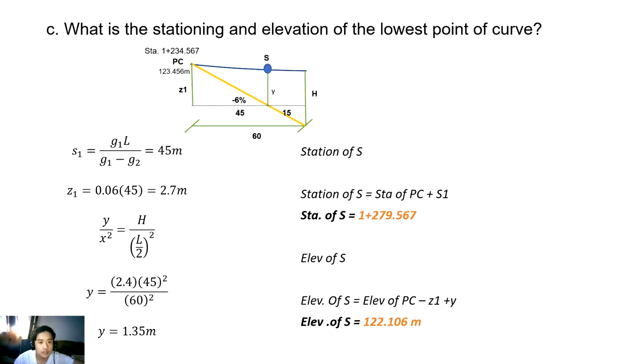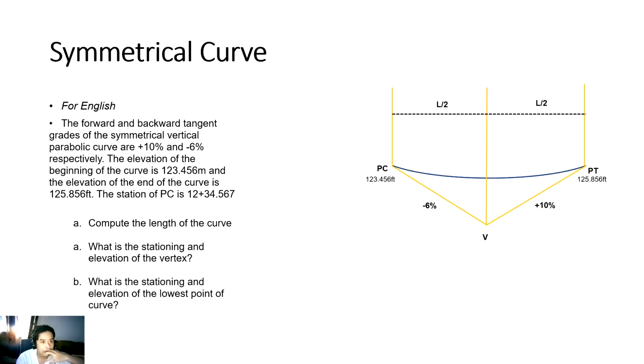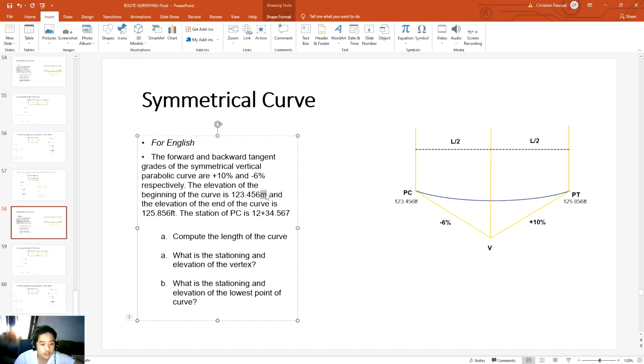Okay, para naman sa next topic or next problem, symmetrical curve pa rin. Then, the forward and the backward tangent grades of the symmetrical vertical parabolic curve are plus 10% and negative 6%, respectively. The elevation of the beginning of the curve is 123.456 meters, and the elevation of the end of the curve is 125.856 feet. Sorry, na-typo lang po ulit. So, ito ay should be feet since ito ay English. Okay, there you go.